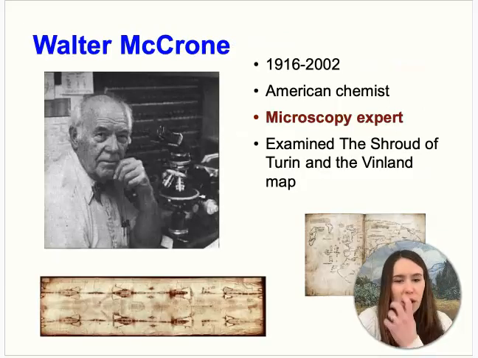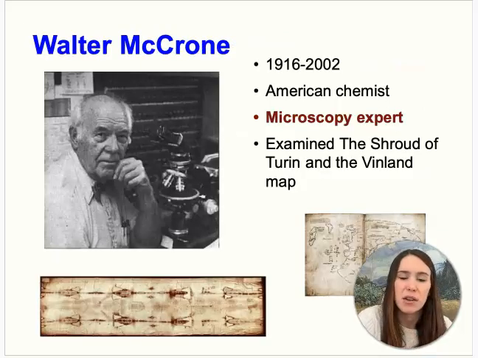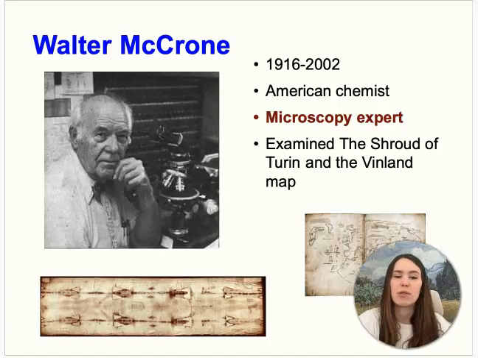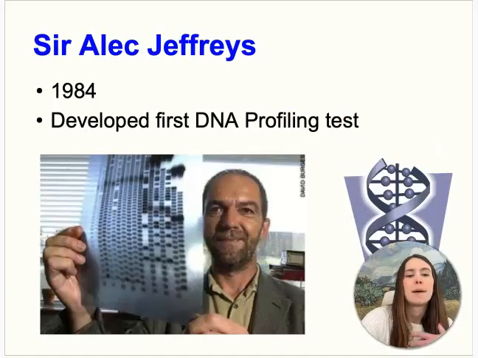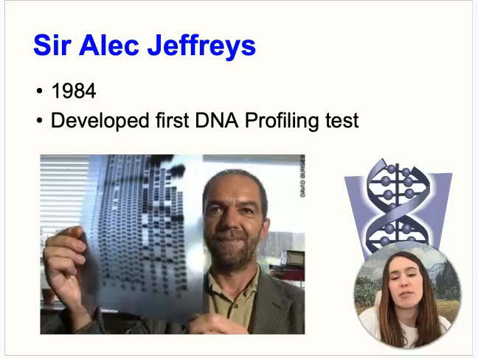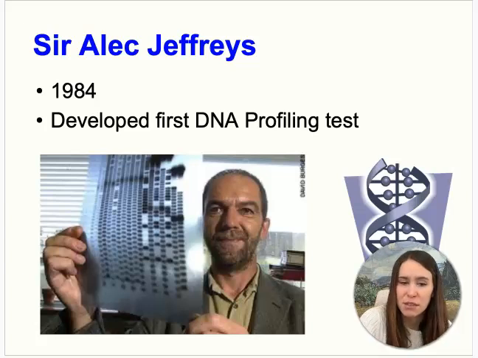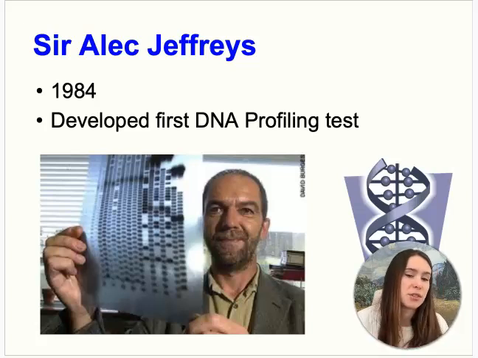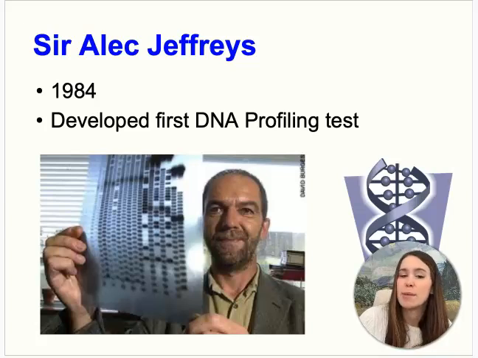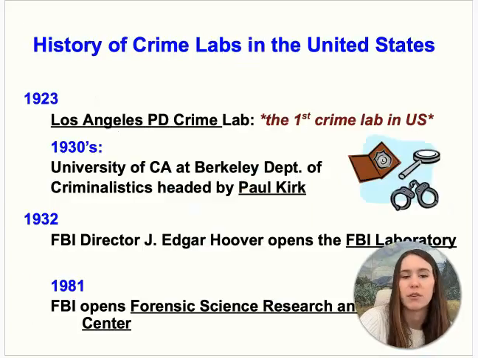We get more into microscopy, and by the early 2000s, we have ancient documents that have been identified, which is really amazing when you think of going back to ancient crimes. By 1984, we have the first DNA profiling test, and that is solving a really big crime that occurred in England at the time. And this is a huge advancement. And now by the 1980s, we would say forensic science has been developed. We are now in the field of forensics.